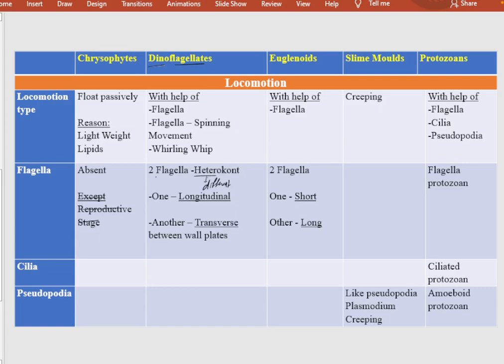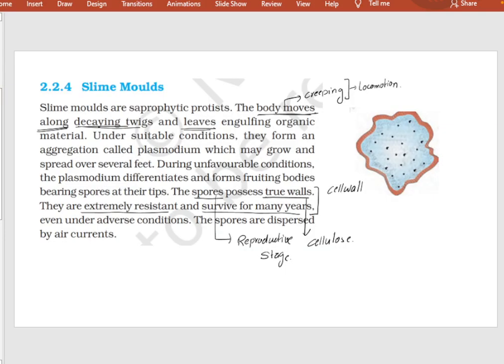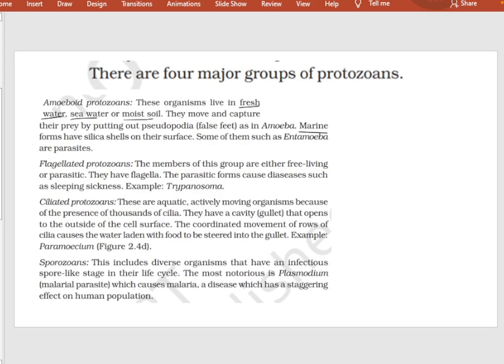Whereas in protozoans, you know what the thing is? Maybe flagella is there, cilia is there, pseudopodia is there. In different classes, different things are there. We will study the classification of protozoans in detail. So here pseudopodia is there, false feet. Flagellated how? Flagella. Whereas ciliated how? Thousands of cilia.